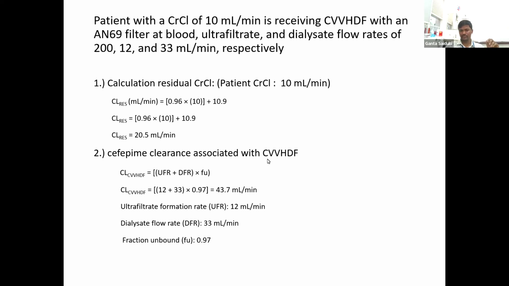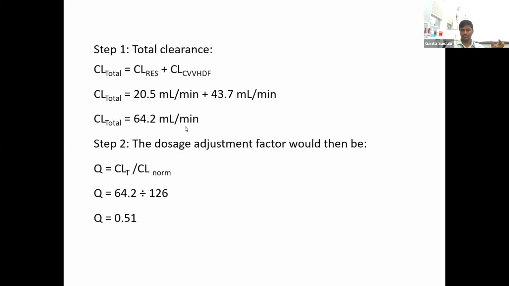So then you have a value of cefepime clearance during the CRRT, and a value of cefepime clearance from the residual clearance. You need to combine the residual creatinine clearance and the CRRT clearance to get the total clearance. The residual creatinine clearance value is 20.5, the CRRT clearance value is 43.7. If you combine them, we get the total clearance value, that is 64.2.